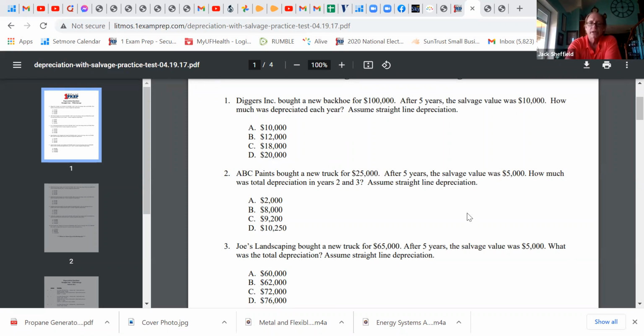And then we got Joe's Landscaping after 5 years, so it's 65,000 minus our 5,000 salvage. So we're going to depreciate a total amount of $60,000. So number 1 was C, number 2 was B, and number 3 was A. Hopefully you did pretty well on that. If not, you might want to rewind this to the beginning and give it another shot. Okay, great.